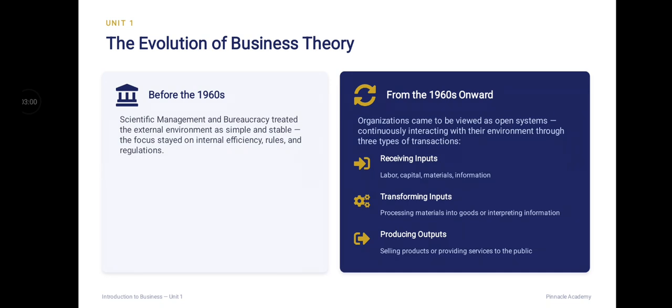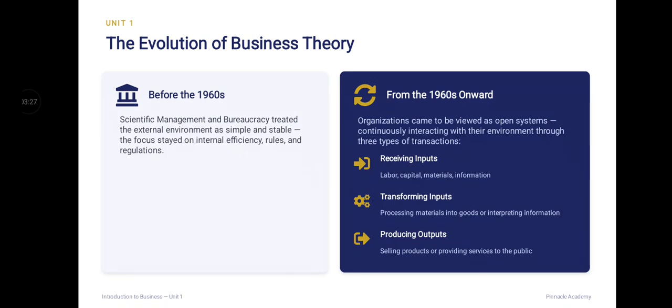The third transaction is producing outputs, and this is the final step. This is the stage where the business sells its finished products or delivers its service to the public. When you walk into ShopRite, for example, and buy packaged beef from Zambeef, you are receiving the output of the entire chain.